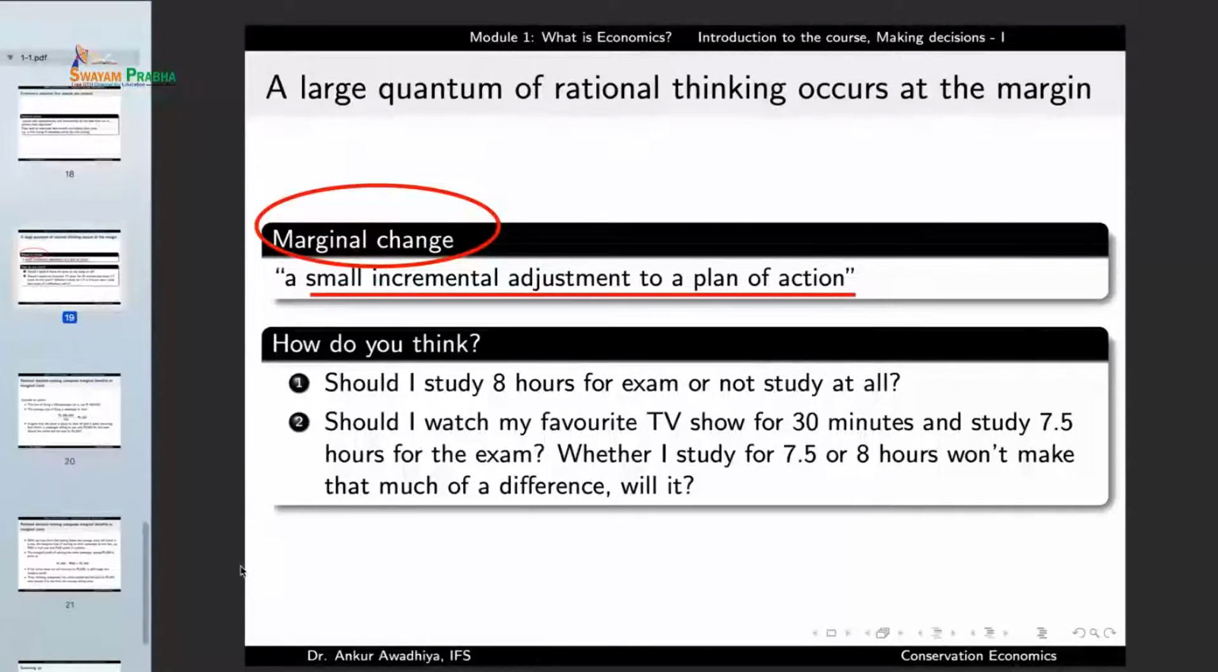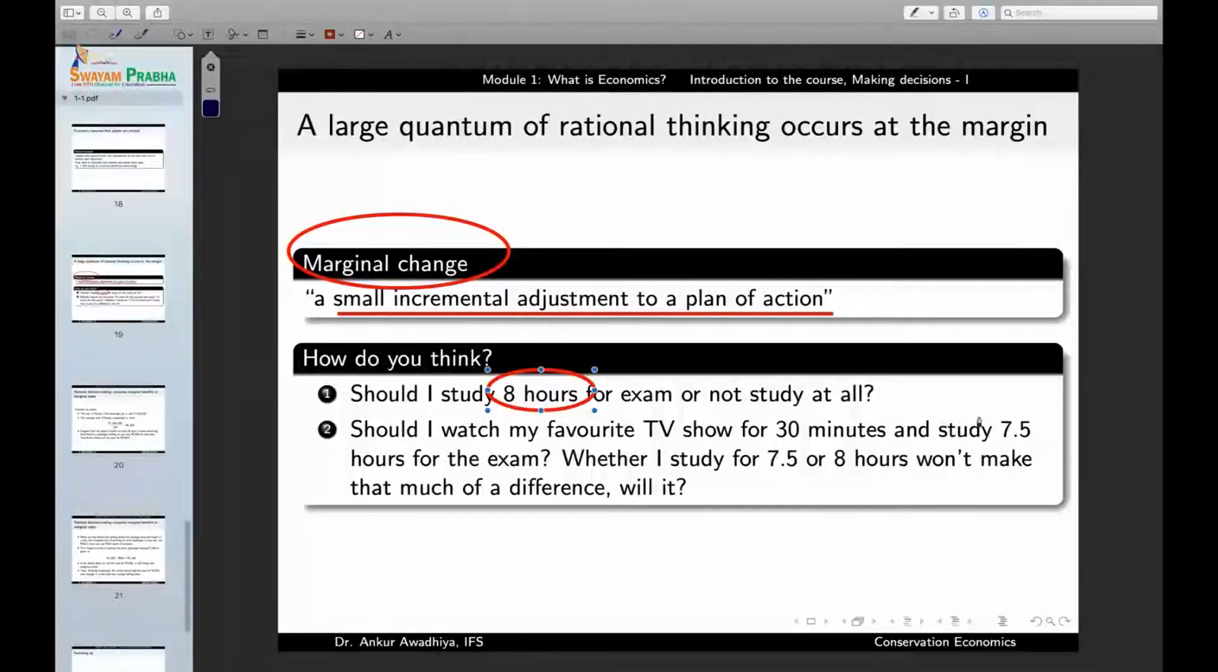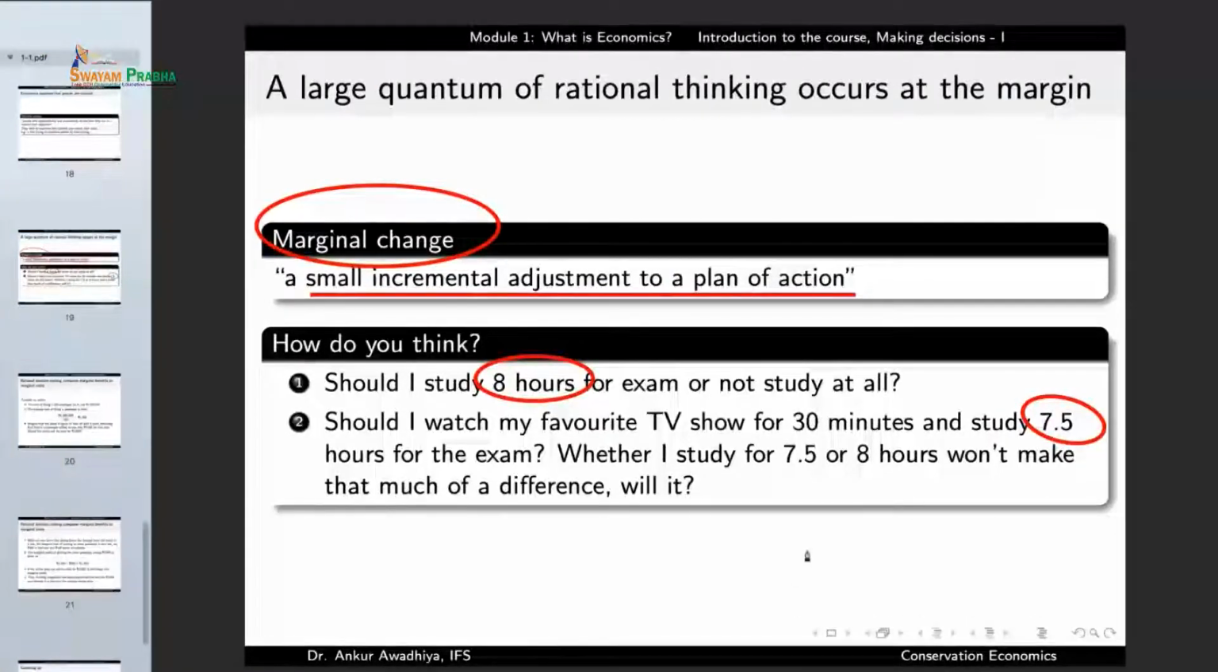But we normally think like this: should I watch my favorite TV show for 30 minutes and study 7.5 hours for the exam? So in place of 8 hours, now we are thinking not about 0 hours, but about 7.5 hours. Because whether I study for 7.5 hours or 8 hours won't make that much of a difference. When we are thinking like this, we are doing rational thinking at the margin. And a lot of rational thinking actually occurs at the margin.